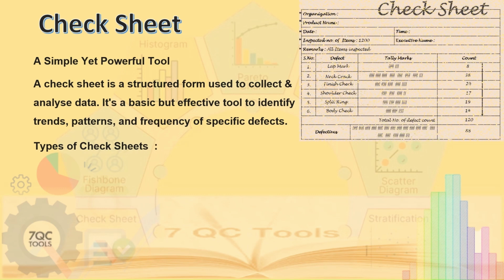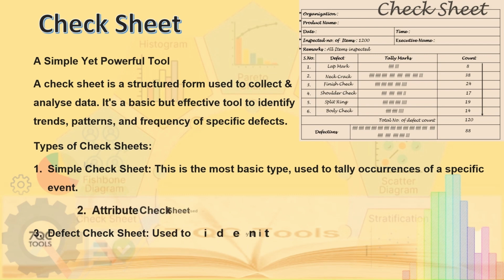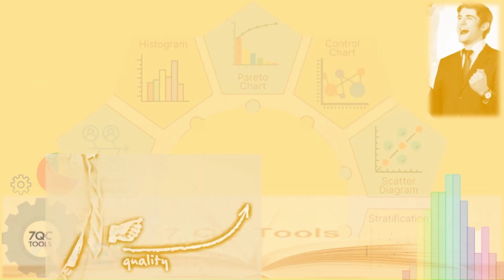A check sheet is a structured form used to collect data. Three types of check sheets are: one is the simple check sheet, second is the attribute check sheet, and third is the defect check sheet. These check sheets are very effective to indicate trends, patterns, and frequency of defect or concern in question.